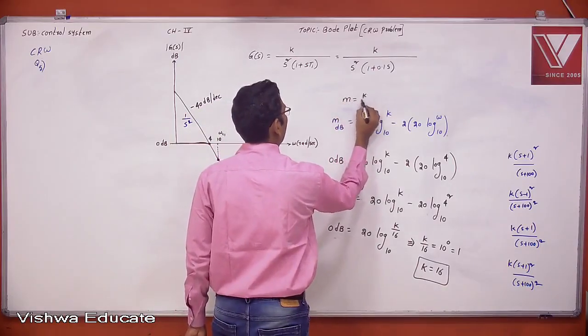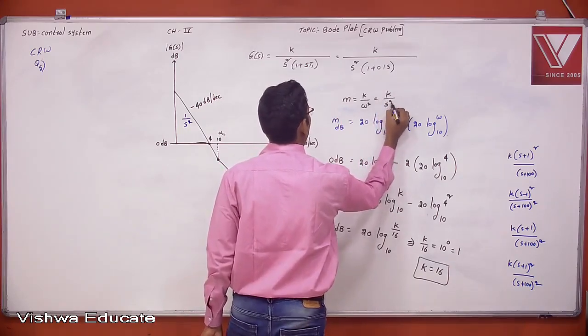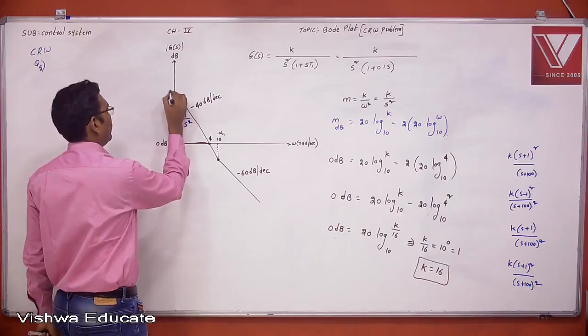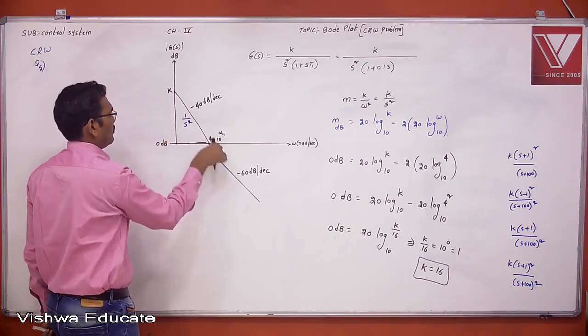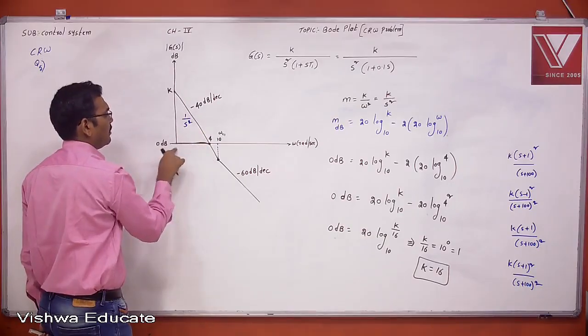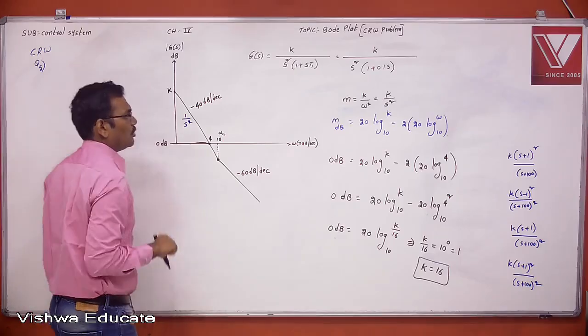M equal to k by omega square, because you know that k by s square. Now this is k, I don't know. Now this is s square. By using that, now k by s square will be crossing at one particular frequency of 4 radians per second. There the magnitude is 0 dB.